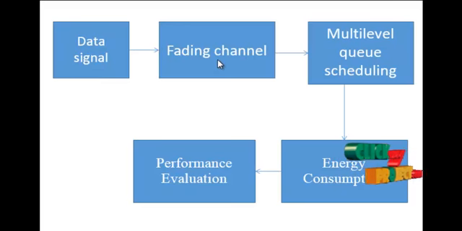In wireless communication, fading is a deviation of the attenuation affecting the signal over certain propagation media. The fading may vary with time, geographical position, or radio frequency. A fading channel is a communication channel comprising fading. Fading may either be due to multipath propagation or due to shadowing. And then the multi-level queue scheduling.